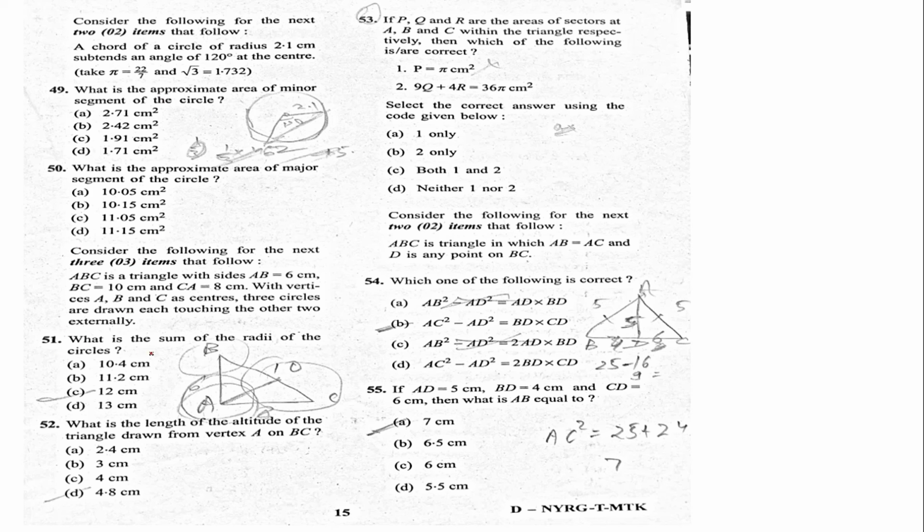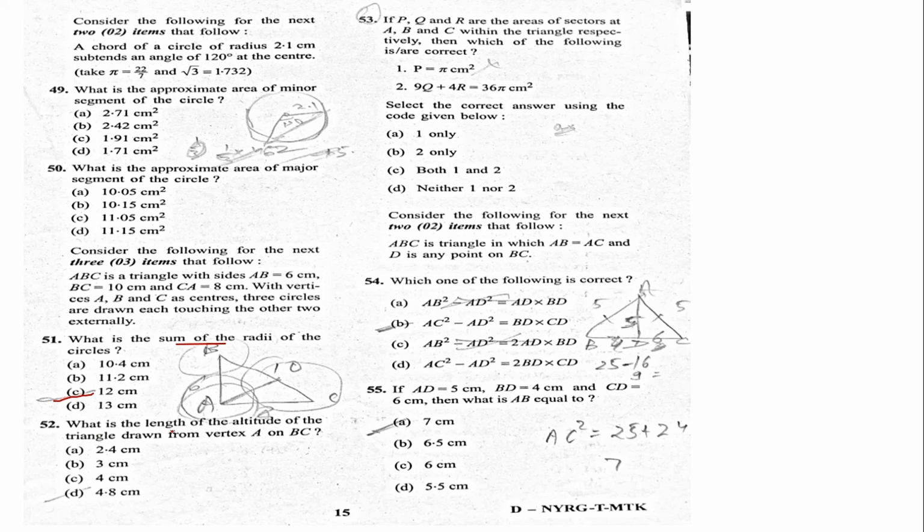Let's proceed to the 51st. The 51st question says that ABC is a triangle with AB equal to 6, BC equal to 10, and CA equal to 8. Three circles are drawn with the vertices as centers. Remember, the sum of the radii of the circles comes out to be half the perimeter of the triangle. Here the perimeter is 24, so half of the perimeter is 12. So 12 is the right answer.